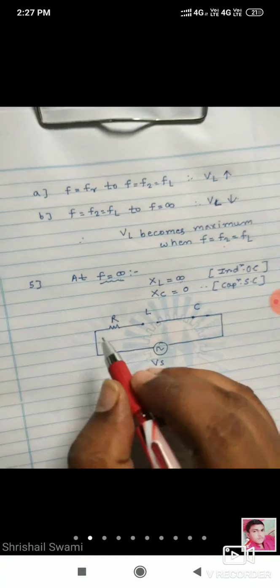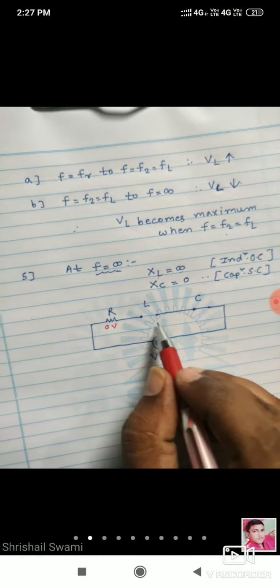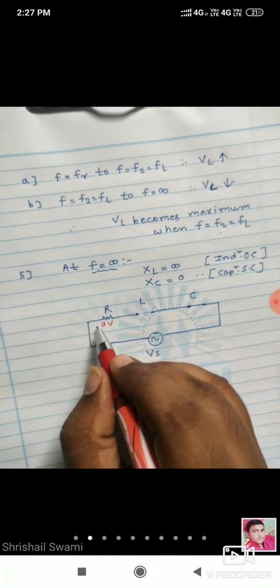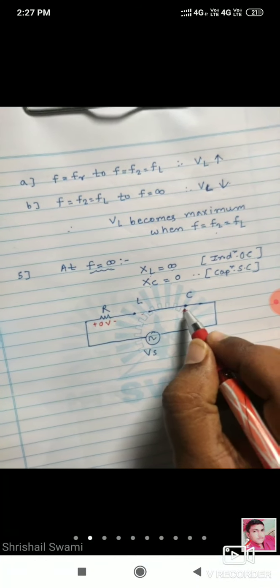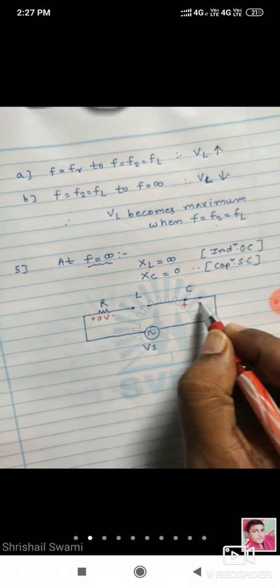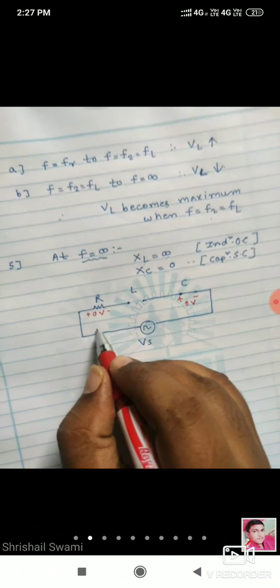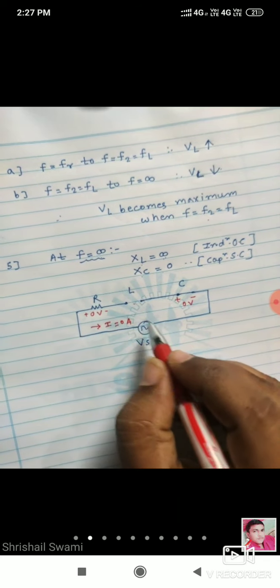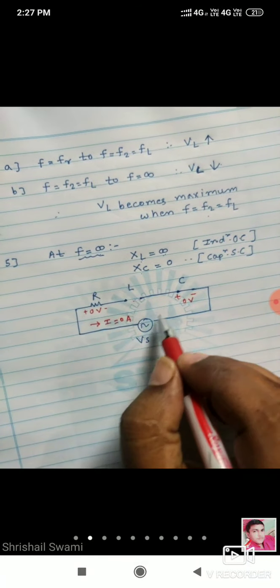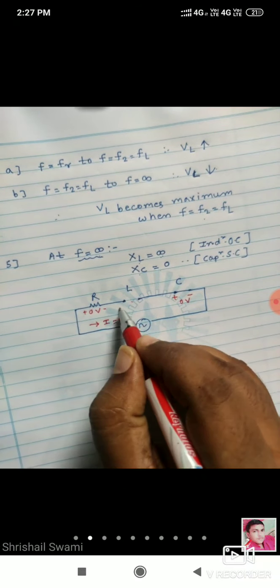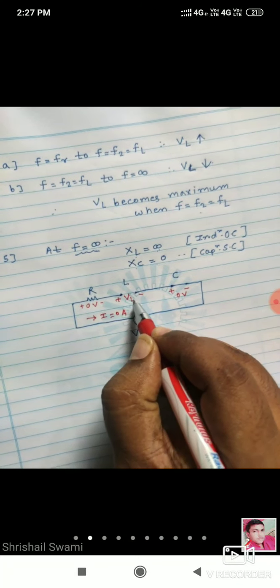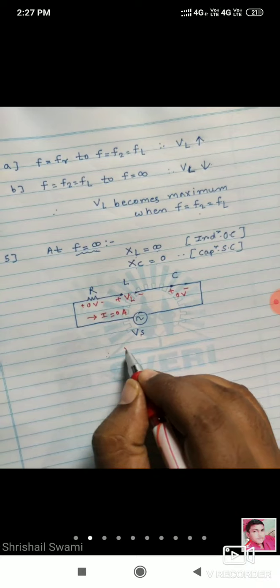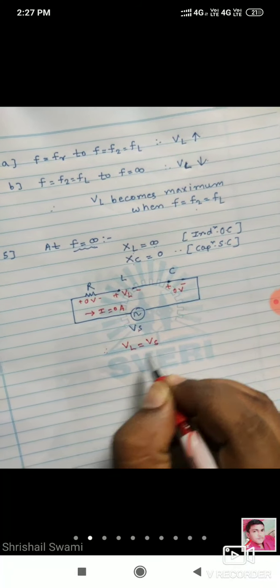Now, this will be the 0 volt. Current will not flow because this is open. Okay, this will be the 0 volt. Because the capacitor is shorted, this voltage will also be 0 volt. Current is 0 ampere. What about the inductor? Since the inductor is open, if you apply KVL here, the value of voltage across the inductor is nothing but Vs, that is VL is equal to Vs. Okay, so that is shown here.